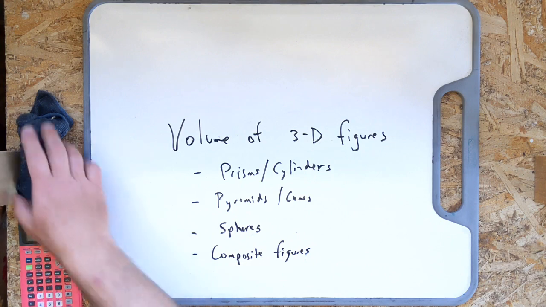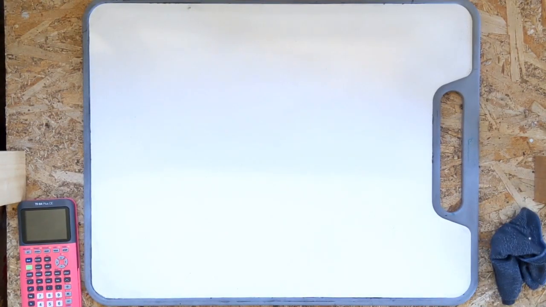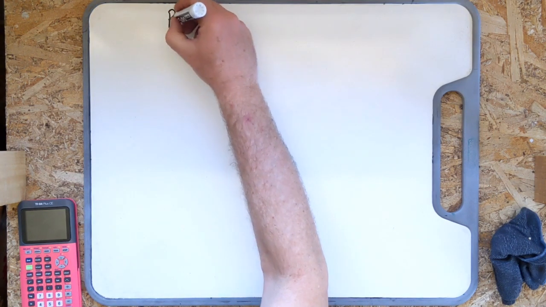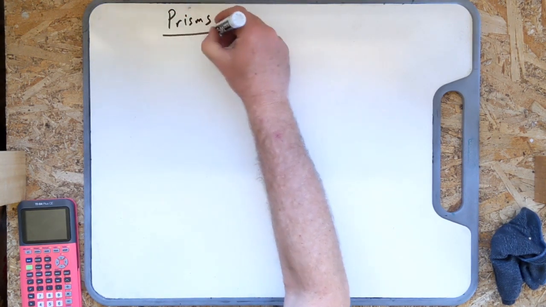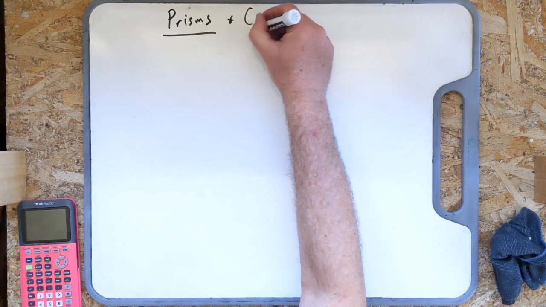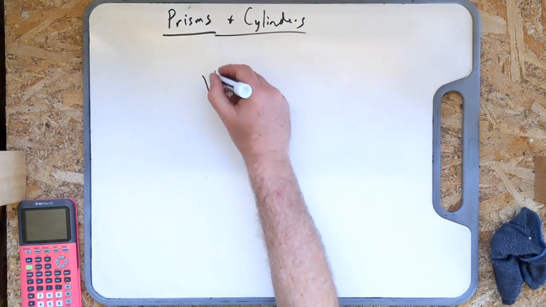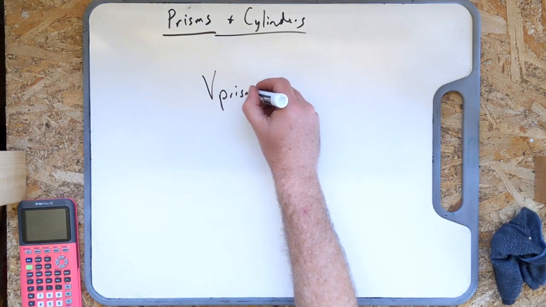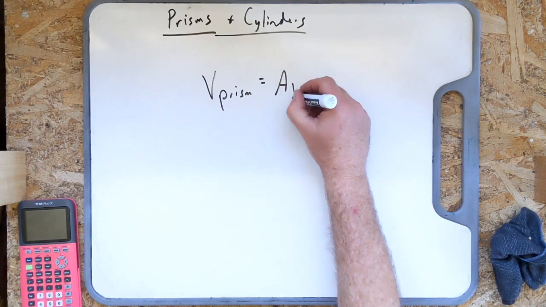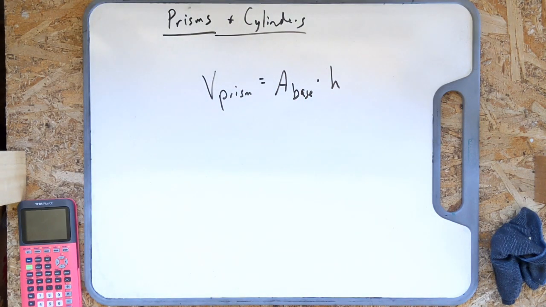Okay, we're going to start with volumes of prisms. Okay, so volumes of prisms and cylinders. The volume of a prism, in general, is simply the area of the base times the height. I'll give you an example of that.